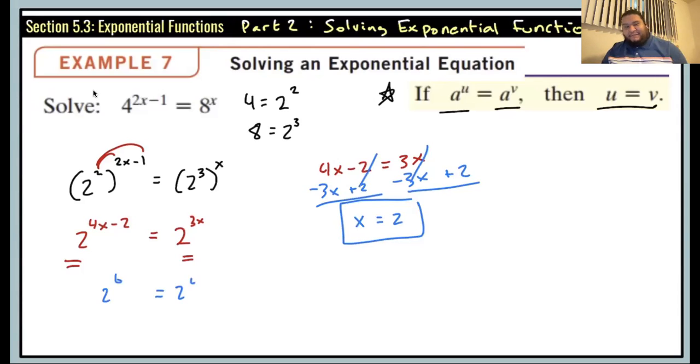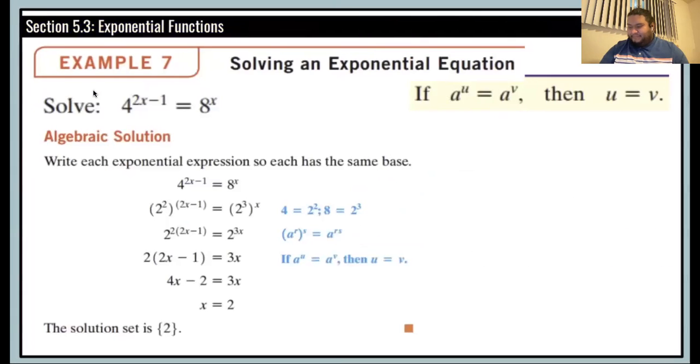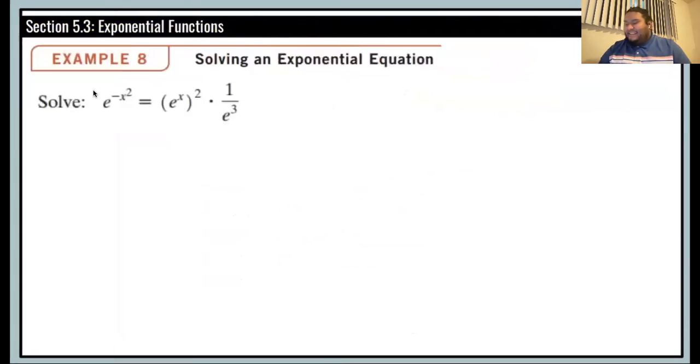So it checks out, okay? Let's go over another example. And here is an elegant way of writing it with other reasons, okay? All right, let's go over another example. Oh, we have our favorite number e. This one looks a little bit more complicated.